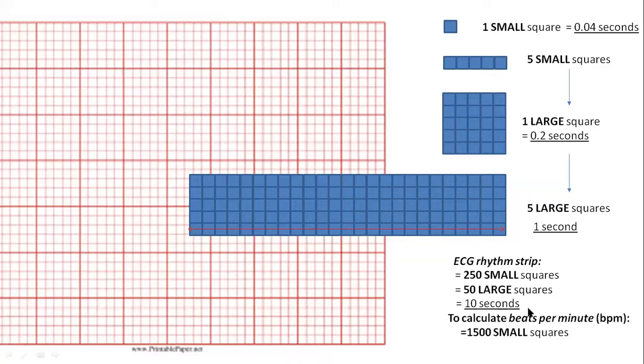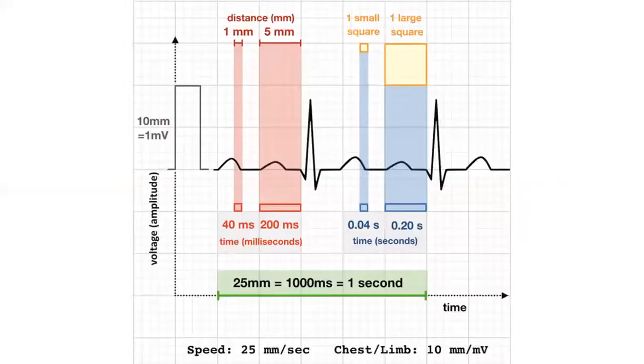So to calculate beats per minute, we have to take 1500 small squares, or we have to take 300 large squares. So these 1500 small squares or 300 large squares is equal to 1 minute. That means we have to transfer this information to the calculation of heart rate.